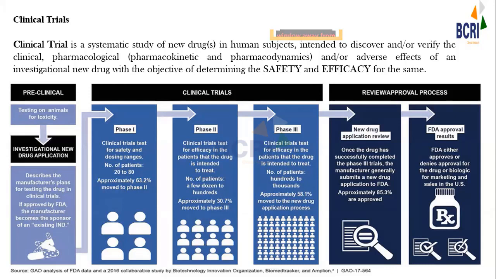There is something called phase 0 or the preclinical phase, then comes phase 1, then phase 2, then phase 3, and then finally the FDA approval comes in. There are different aspects and different patient populations that are subjected to these kinds of phases, this kind of experimentation.